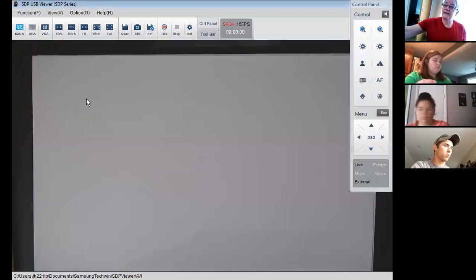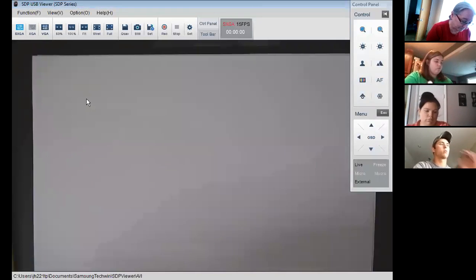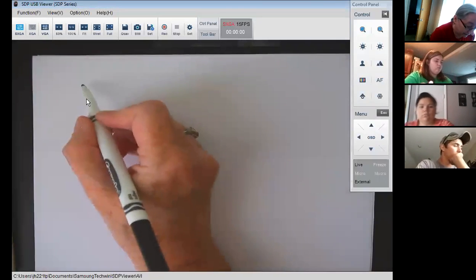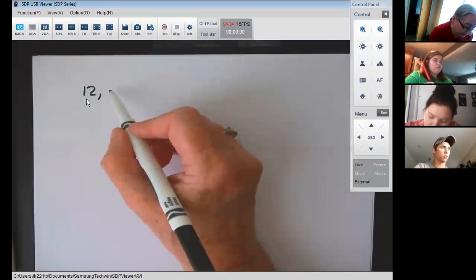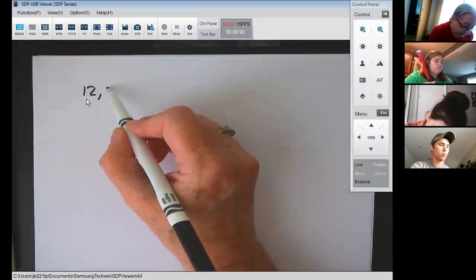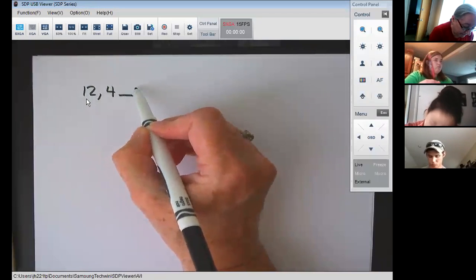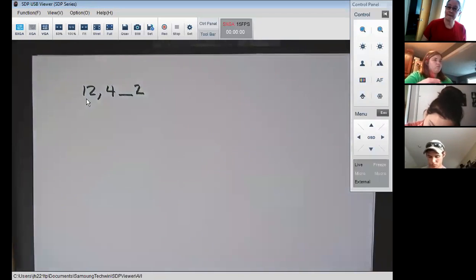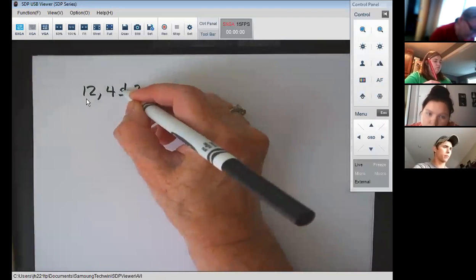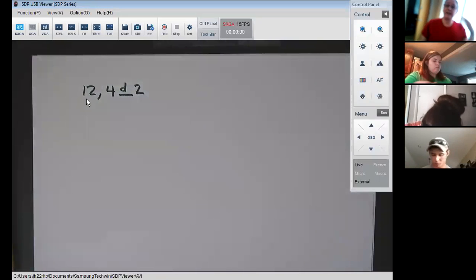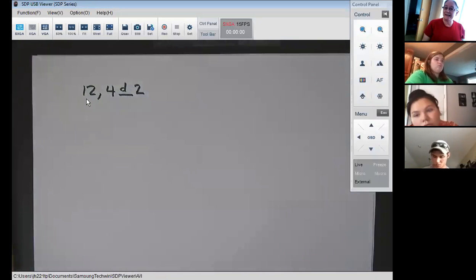All right, so let's say that we have 12,400 blank 2. I think the book will put a D here. So what if you wanted to replace D with a digit that would make this number divisible by 4? What digits could you replace?